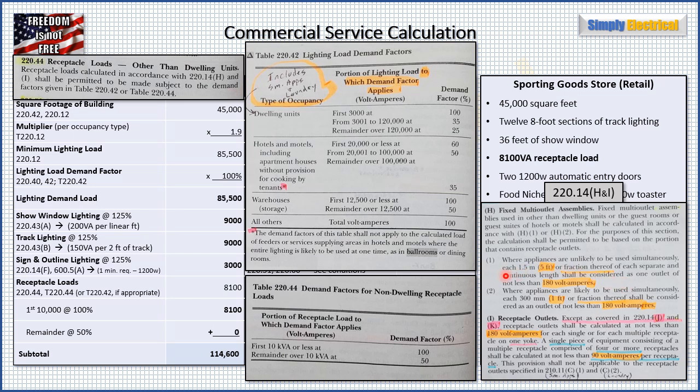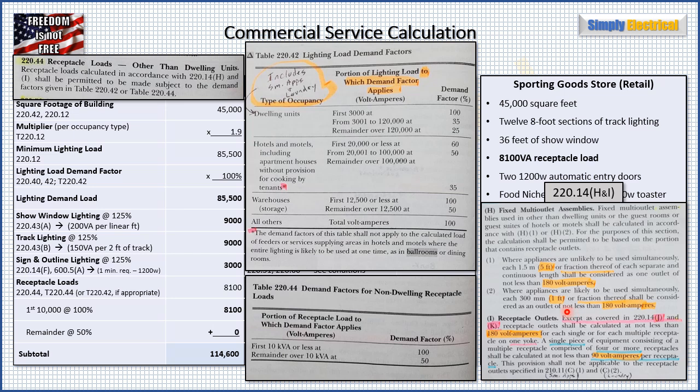Okay, number 2 says where appliances are likely to be used simultaneously, each 1 foot or fraction thereof shall be considered as an outlet of not less than 180 VA. So if you have outlets that are going to be serving appliances that are likely to be used at the same time, then you have to account for every single foot instead of 5 foot and apply a 180 VA value. Well, that doesn't apply to this calculation because we don't have any fixed multi-outlet assemblies.